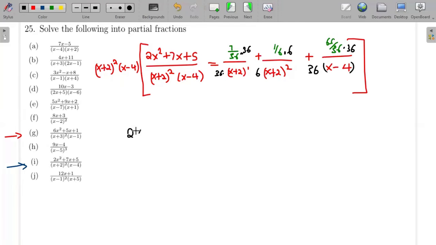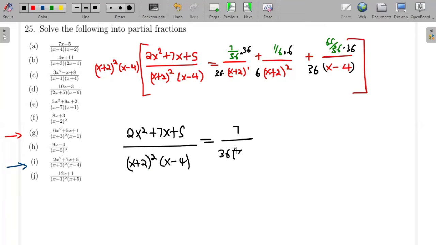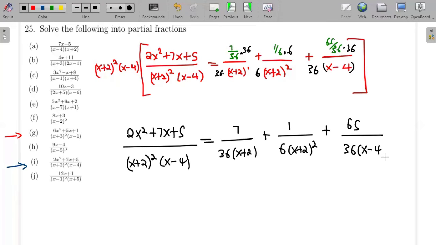So our final answer will be that (2x squared plus 7x plus 5) divided by (x plus 2) squared times (x minus 4) is equal to 7 over 36 times (x plus 2), plus 1 over 6 times (x plus 2) squared, plus 65 over 36 times (x minus 4). Okay, so this is the final answer here, and we are done with this video.